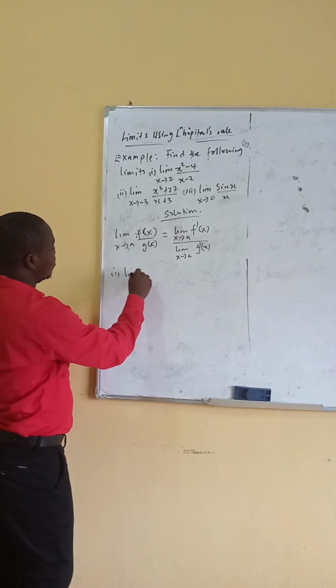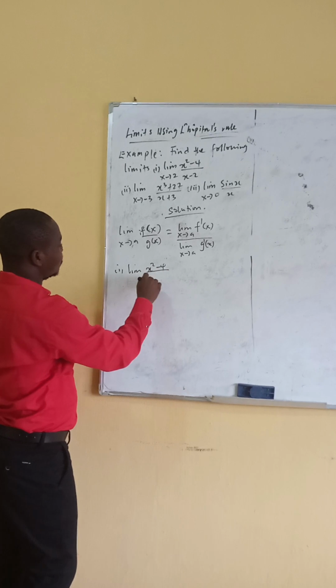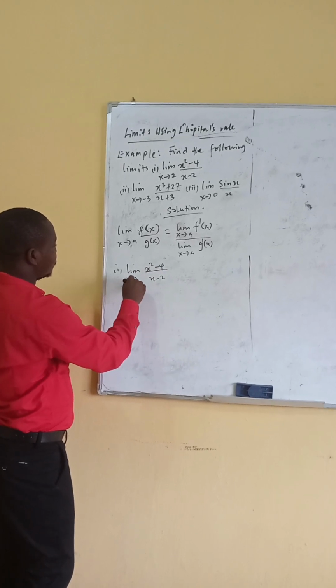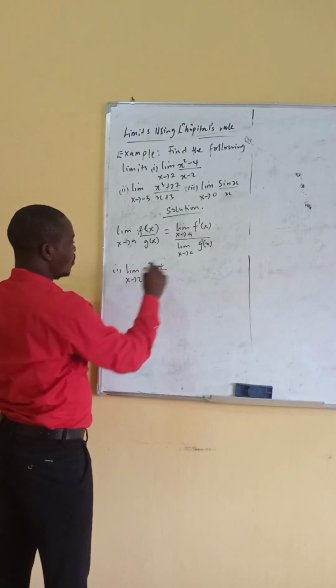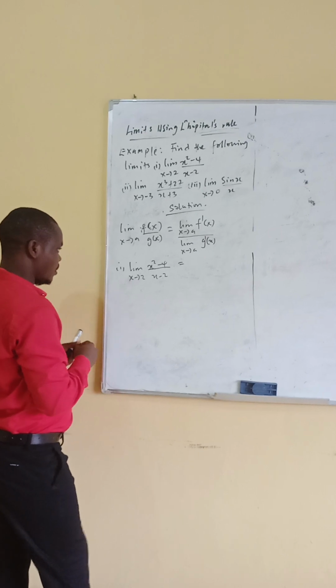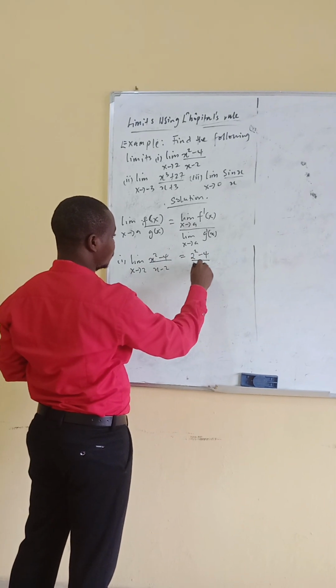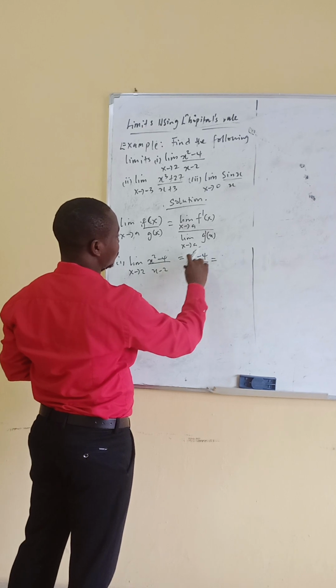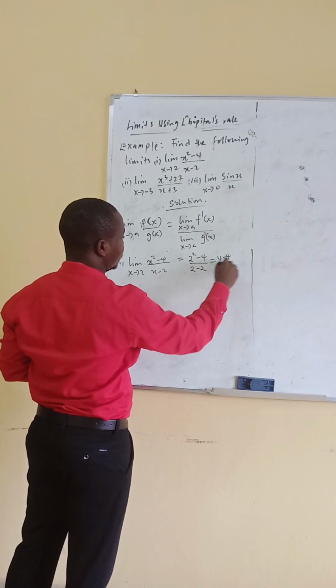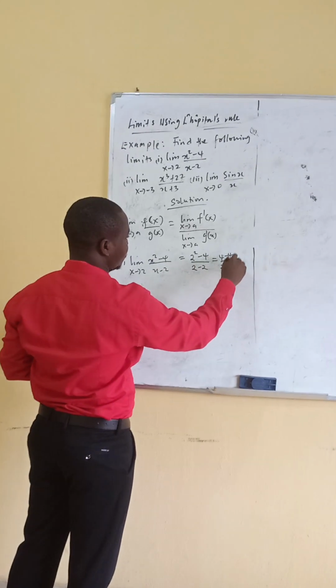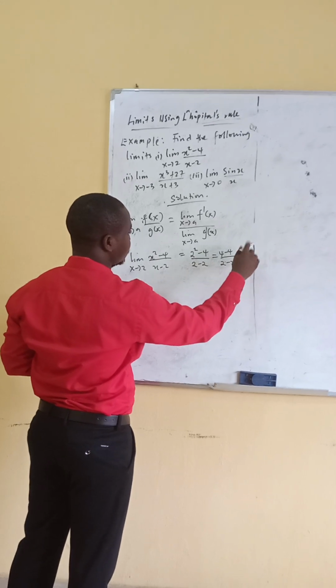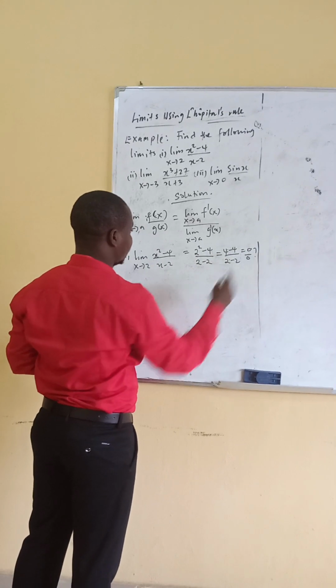The limit of x squared minus 4 over x minus 2 as x tends to 2. If you replace x by 2, we have 2 squared minus 4 over 2 minus 2. That is 4 minus 4 over 2 minus 2. That is 0 over 0, which is undefined or indeterminate.